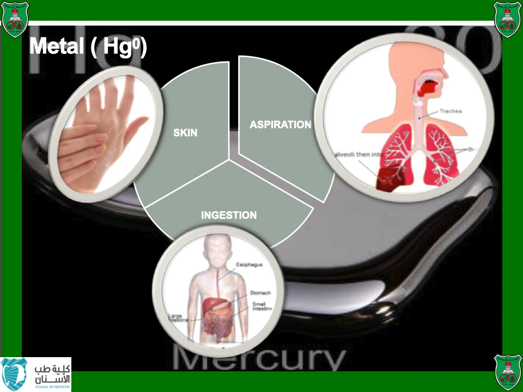طبعا أكثر إشي إحنا بنتعرض له هو الميتال اتش جي. في عنا 3 routes of entrance of this material to the body. إما عن طريق الجلد from skin, or from aspiration through the lung عن طريق التنفس, or from ingestion through the digestive system أو عن طريق ابتلاعه سواء بالطعام أو من الحشوات الفضة الموجودة.